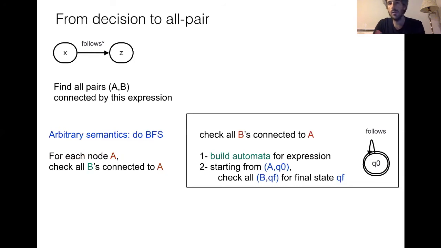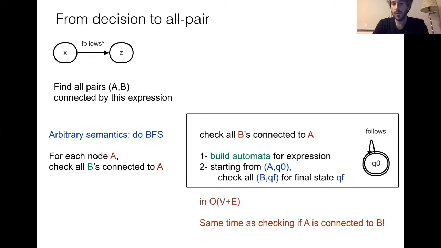If you want to solve for a particular node A, if you want to check all V's connected to A, you need to do BFS over the product of the automaton of the expression and the graph. So you build the automaton for this expression, and now you start in node A, Q0. Q0 is the initial state of the automaton, and then you do BFS, outputting all reachable nodes that look like B and a final state of the automaton. And this way you check all B's that are connected to A.